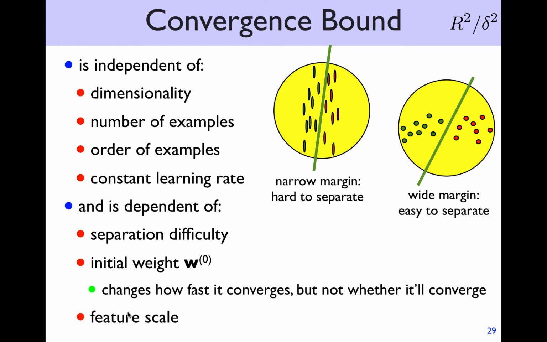And also the feature scale, which is related to this r. So if some features are very, very big, then your r will be very big. If some features are very small, then your r is very small. So really it's depending on these three things. Okay.